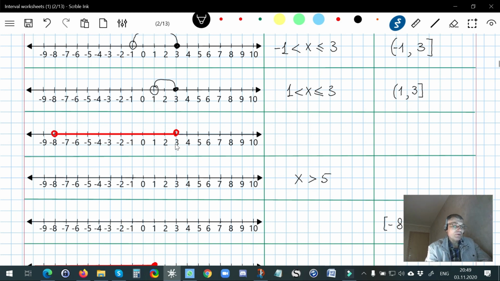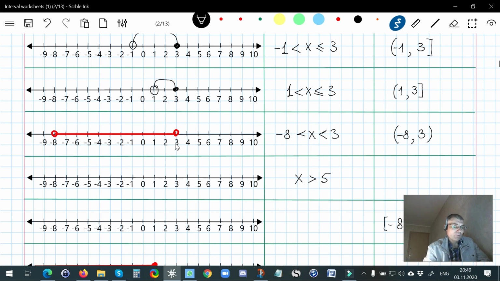Let me write the set builder notation first. X is greater than, without equal to because it's open, -8, and less than, again without equality, +3. Here, when I write interval notation, I just draw round parentheses, usual parentheses, and the appropriate numbers like -8, and on the other end it's +3.